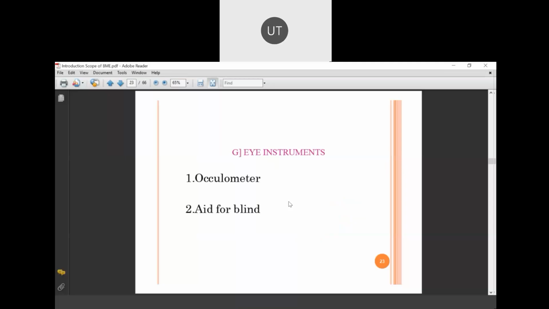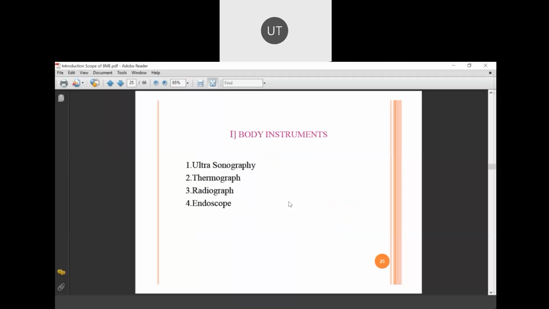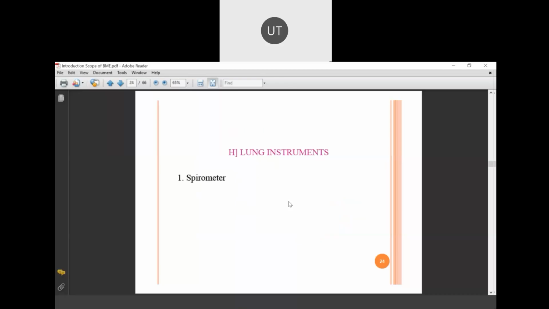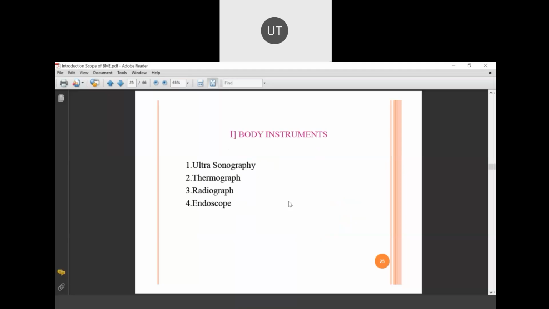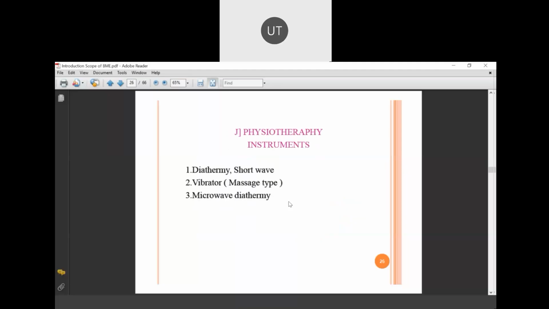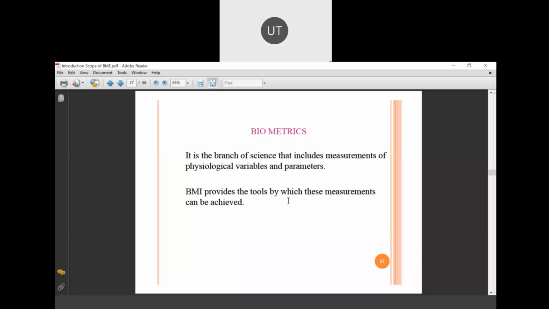Then the spirometer is the lung instrument which is used for measurement of the activity of the lung, that is, the different lung capacities and lung volumes we can measure by using the spirometer. Then the physiotherapy instruments: diathermy, short wave, vibrator or microwave diathermy. So this is basically a classification.